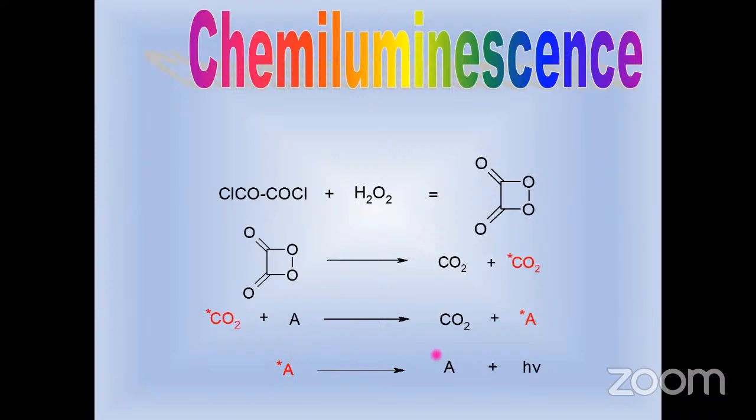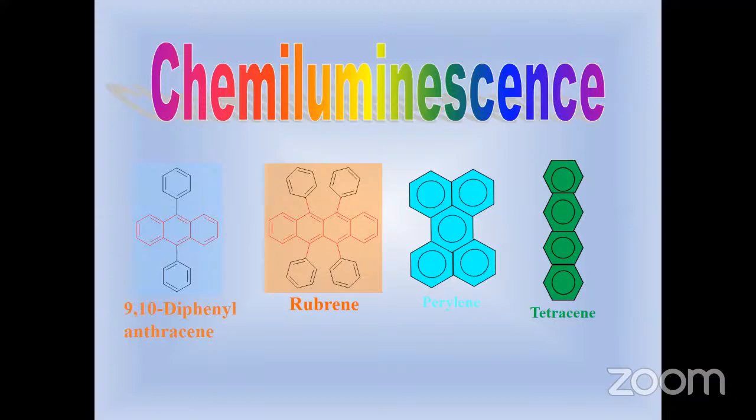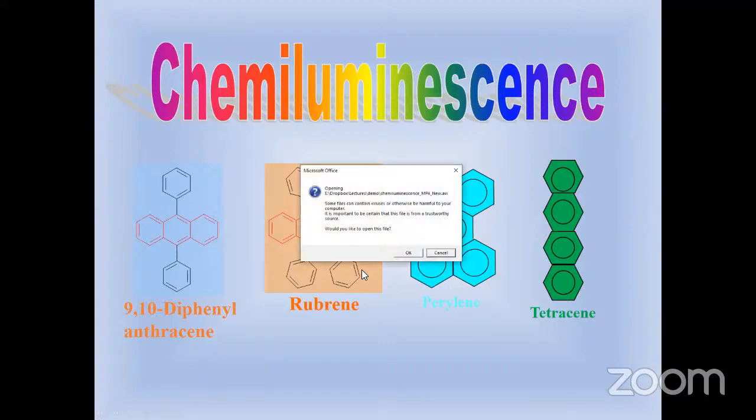And depending upon the energy level between A star and A, you can generate photons of different frequencies. And some of the dyes I typically use are 9,10 diphenyl anthracene, which gives a blue-violet color, rubrene, which gives a pinkish or orange color, perylene gives you a sky blue or a cyan color, and tetracene gives a green color. Again, I would show this with again an amateurish video.